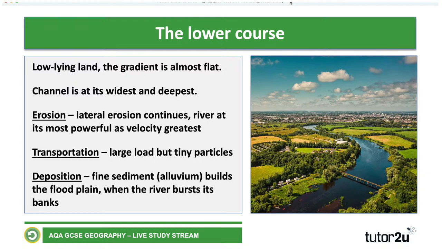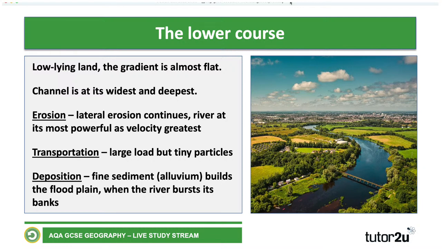Thank you. The lowland, we've got lowland here. The gradient is almost flat and the channel is extremely wide and extremely deep. So in terms of erosion, we have lateral erosion continuing. That sideways erosion still continues here. And the river is really powerful here because the velocity is greatest. And we will talk about why that is in a few moments. Okay, there is no vertical erosion happening here.